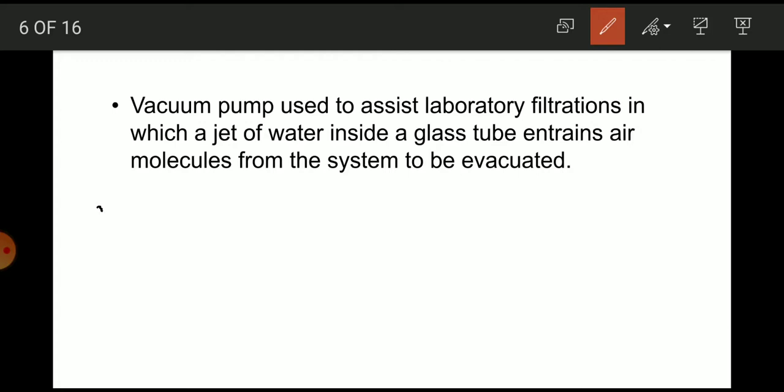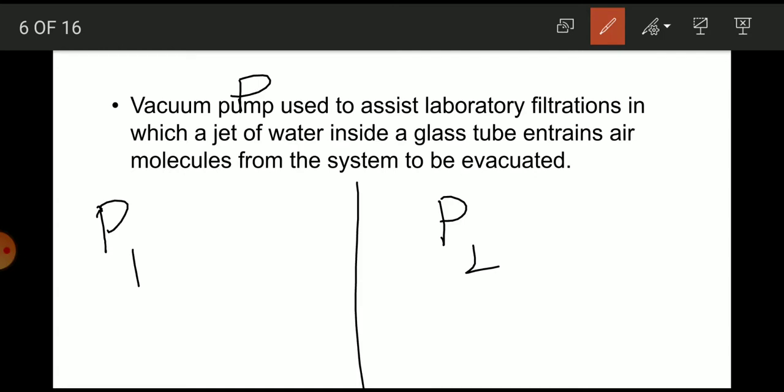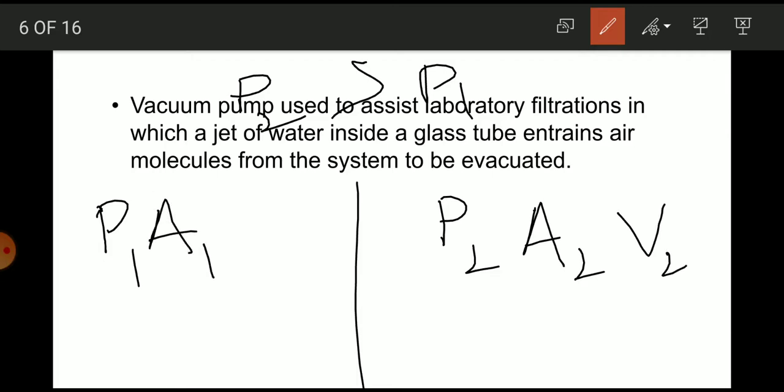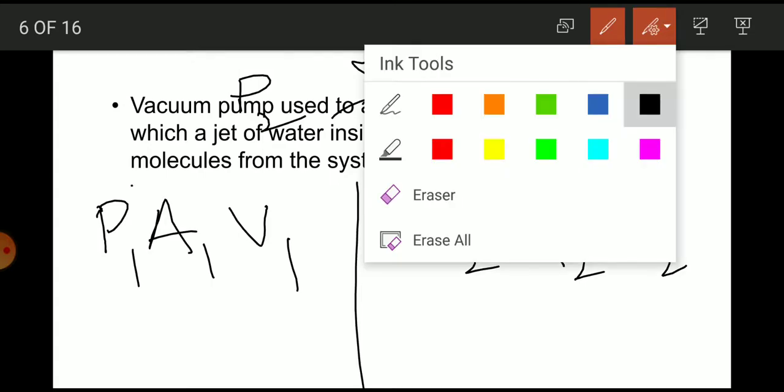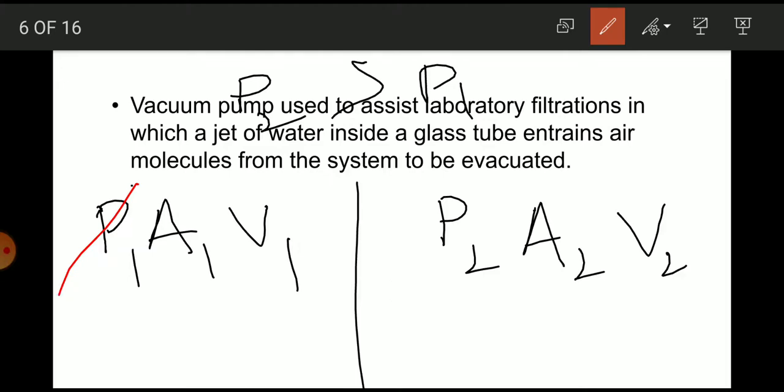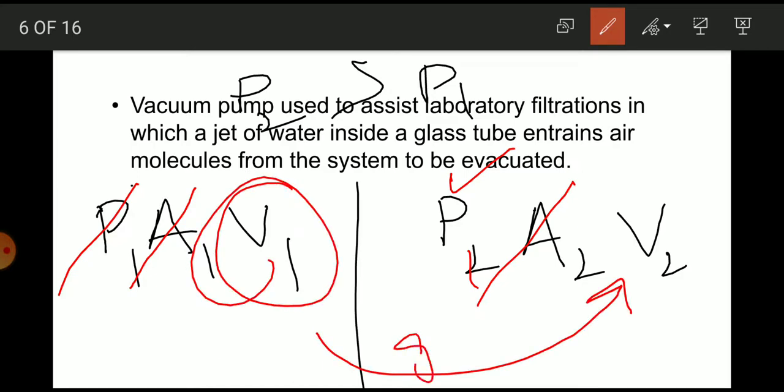But let's say we have two areas. Ignore the practical example. Here pressure is high. P2 is greater than P1. Here the area will be greater and velocity will be less. Here area will be less, velocity will be greater. If pressure P1 is less than P2, area 1 is less than area 2, then V1 will be greater than V2. Where pressure is low, area is low, velocity will be greater.